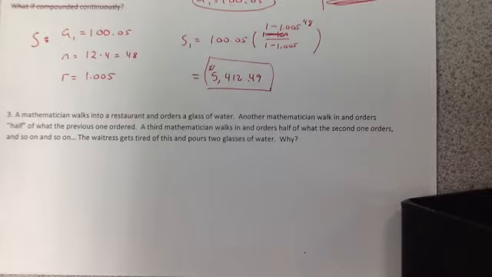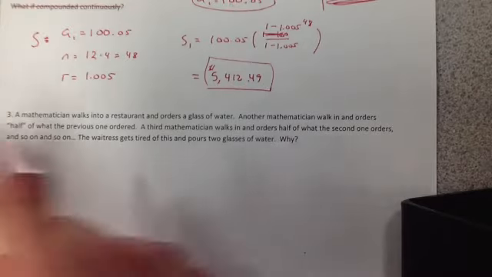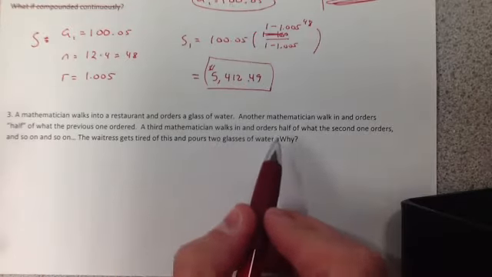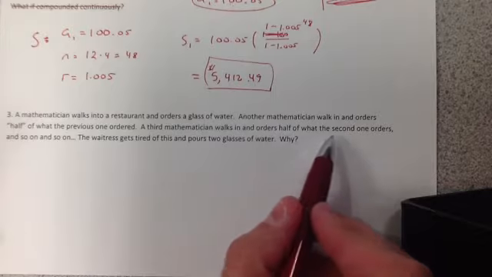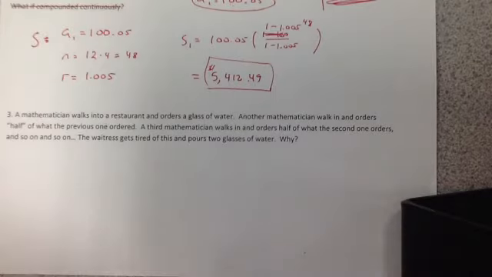A mathematician walks into a restaurant and orders a glass of water. Another mathematician walks in and orders half of what the previous one ordered. A third mathematician walks in and orders 1/2 of what the second one orders, and so on and so on. The waitress gets tired of this and pours 2 glasses of water, and the question is, why?